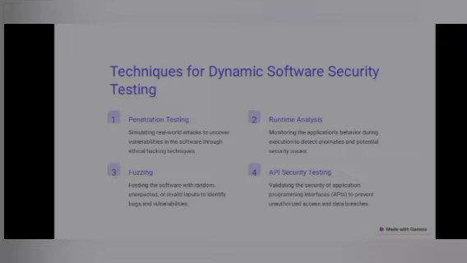Techniques for dynamic software security testing. Penetration testing simulates real-world attacks to uncover vulnerabilities in software through ethical hacking techniques. Runtime analysis monitors application behavior during execution to detect anomalies and potential security issues. Fuzzing tests the software with random, unexpected, or invalid inputs to identify bugs and vulnerabilities. API security testing evaluates the security of application programming interfaces to prevent unauthorized access and data breaches.